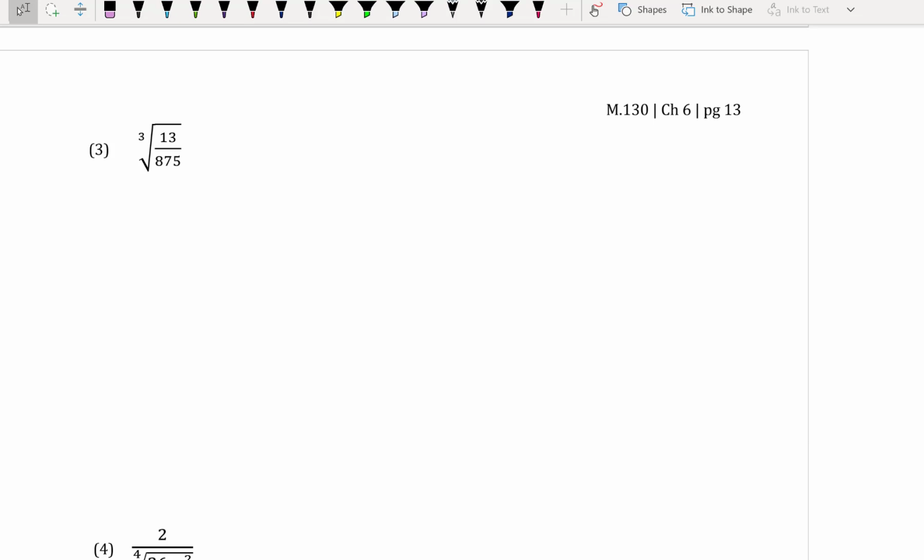So let's take a look at number 3 now. I want to see what I can do. I know from my quotient property that I can split this up. So I can rewrite this as the third root of my numerator, which is 13 up on top, over the third root of my bottom, 875. Now, what I want to do is break down 875 and see what I find.